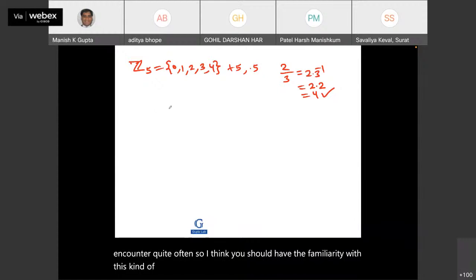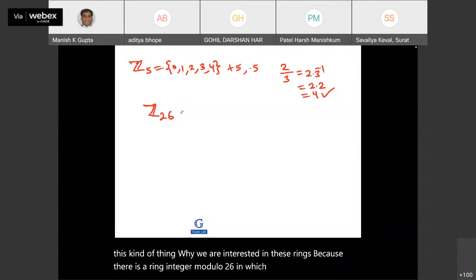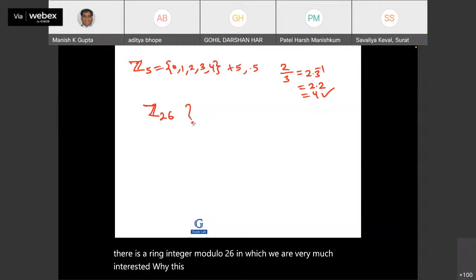Why are we interested in these rings? Because there is a ring, integer modulo 26, in which we are very much interested. Why this ring? Can anyone guess?